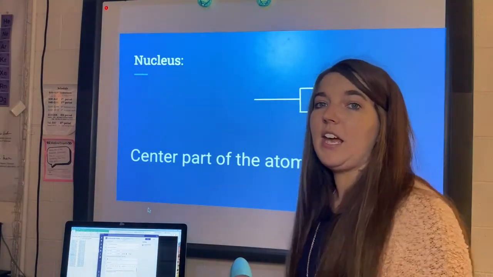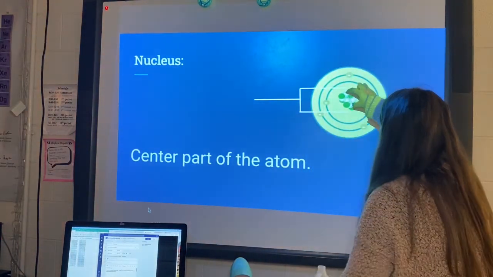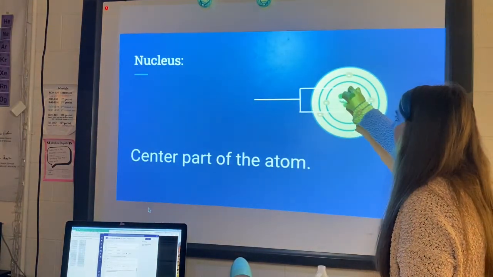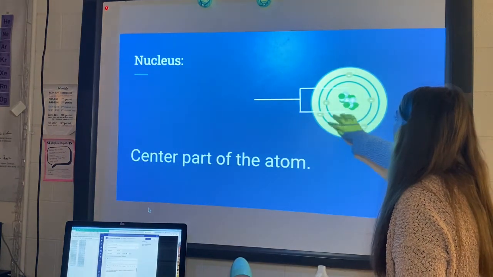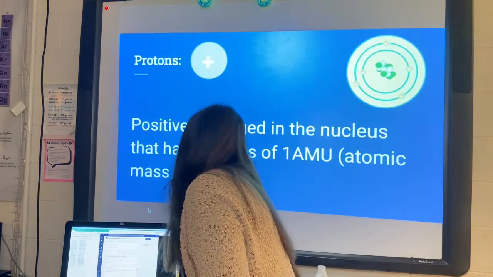So when you're looking at an atom, you have all this empty space right here, and then you have this dense part called the nucleus. So your nucleus is this dense part in the center, and then the rest of this is your empty space, and we'll talk about what that is as well.